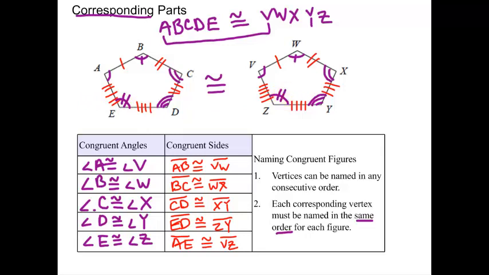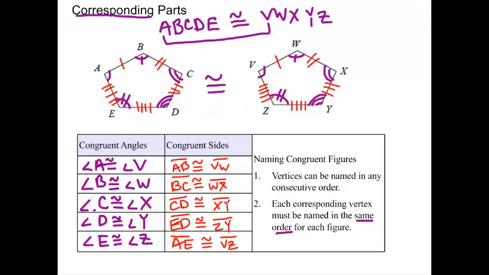Okay, that is a lot of work. Luckily for us, we're going to be finding some shortcuts to some of this. But basically, when I say these pentagons are congruent, I am saying that every single angle has a matching angle, and every single side has a matching side. So that's our definition of congruent. We write a statement like this, and all of this information can be pulled out of that statement.